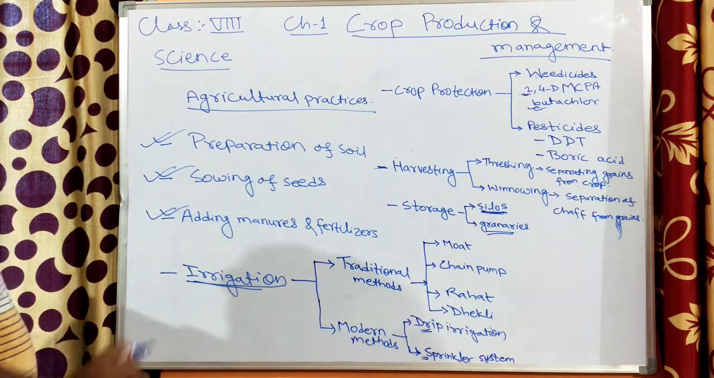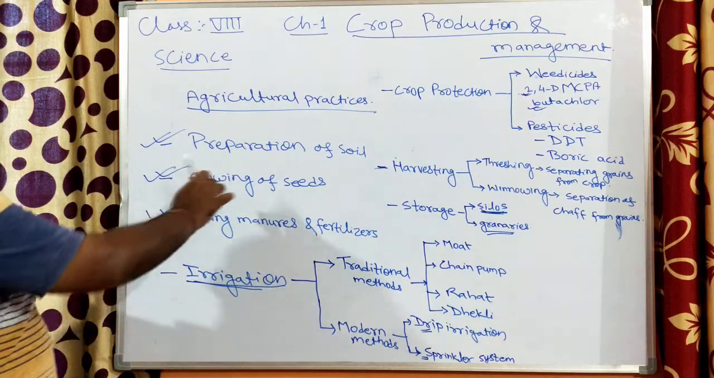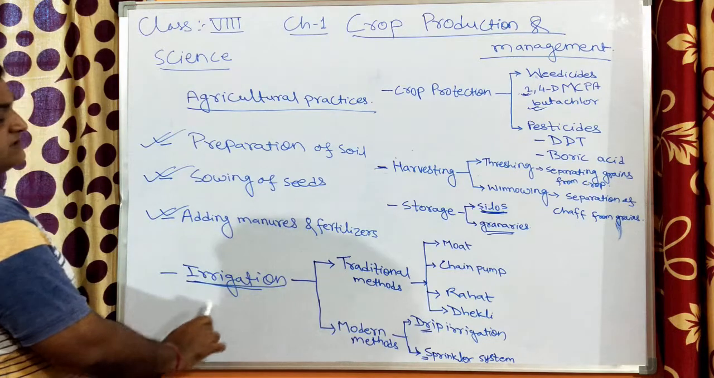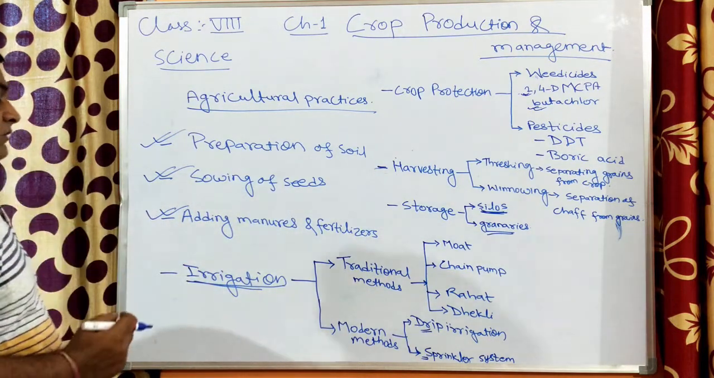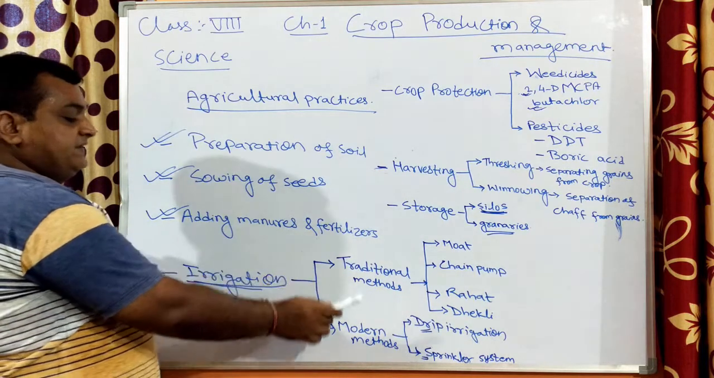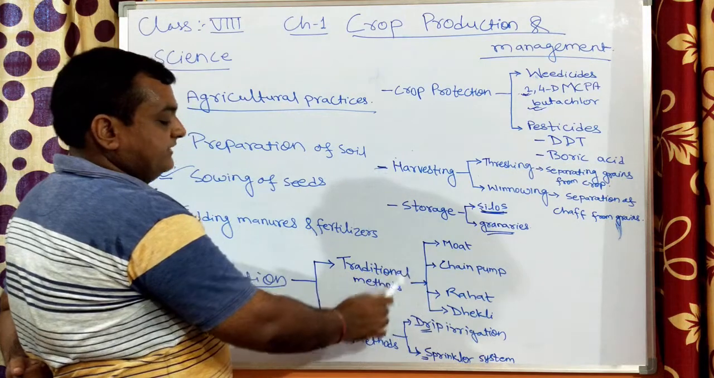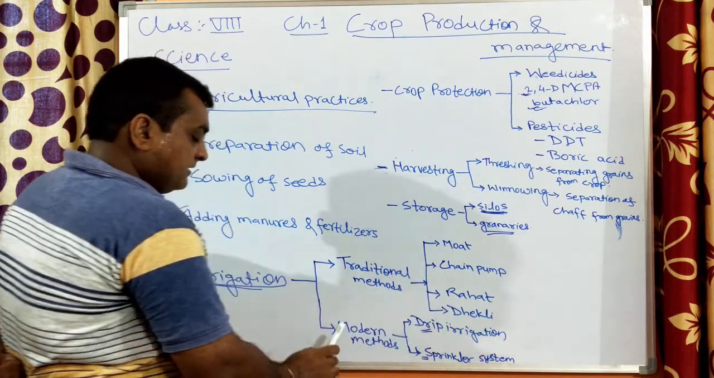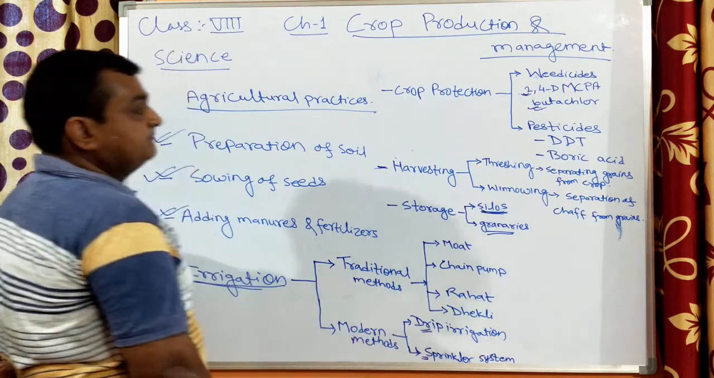There are mainly 7 steps: preparation of soil, sowing of seed, adding manures and fertilizers, and irrigation. In irrigation we make use of two methods: traditional method and modern method. Examples of traditional methods are moat, chain pump, rahat, dhikli. Examples of modern methods are drip irrigation and sprinkler system.